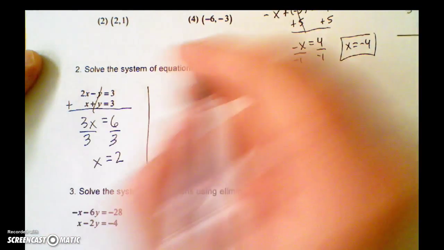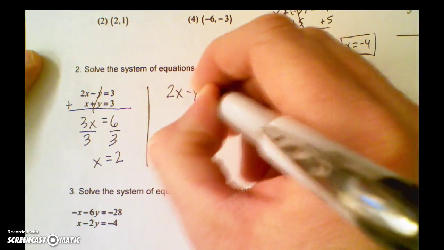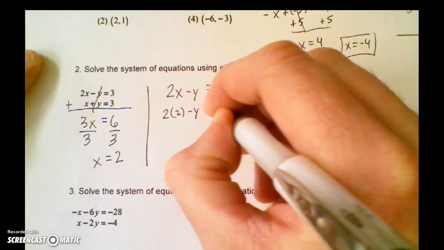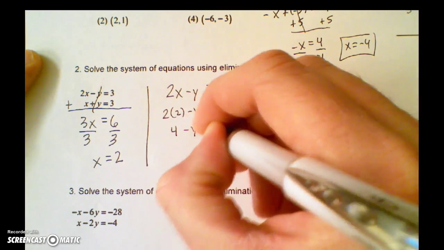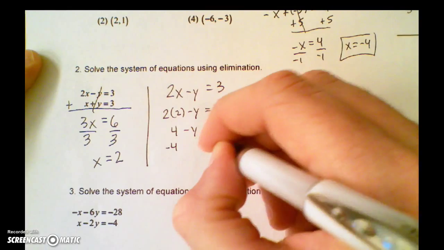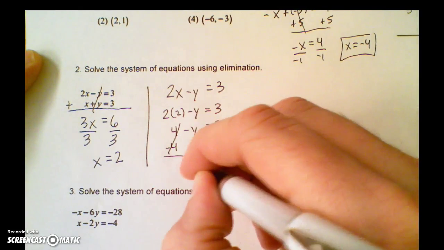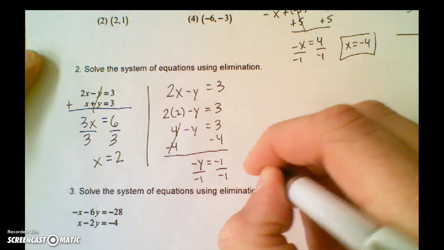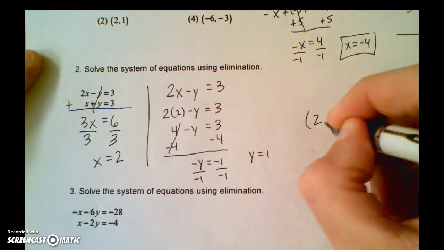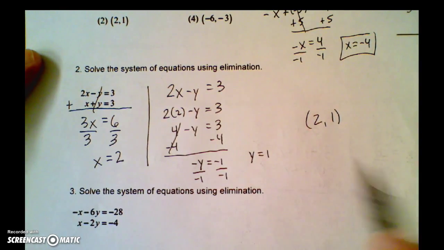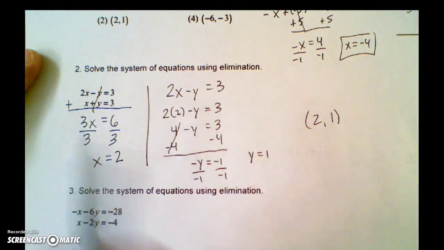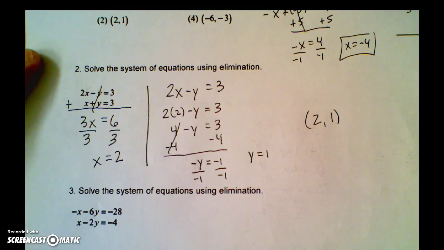So now I can plug in 2 into either equation and solve for y. Two times 2 is 4. Subtract 4 on both sides. -y equals -1. Divide by -1, y equals 1. So my solution is 2, 1. Plugging that in, 2 times 2 is 4, minus 1 is 3, 2 plus 1 is 3. Next problem.